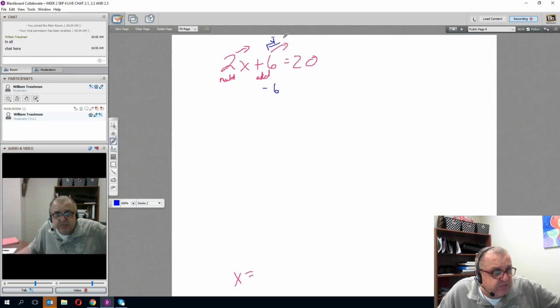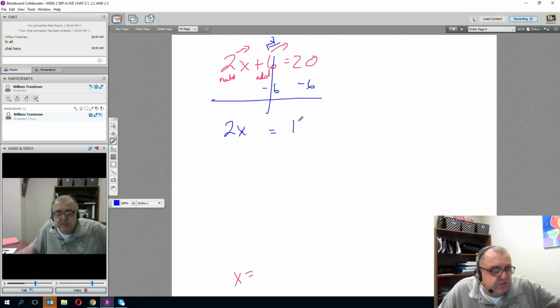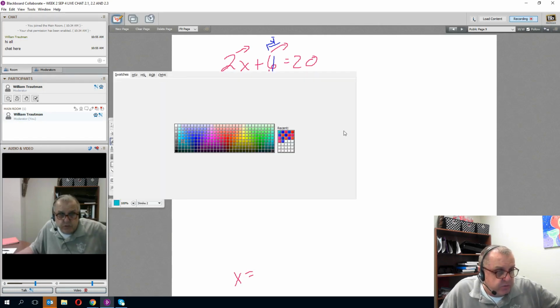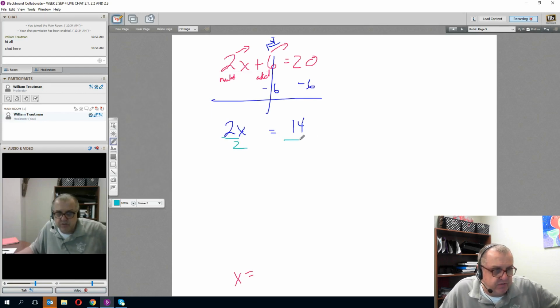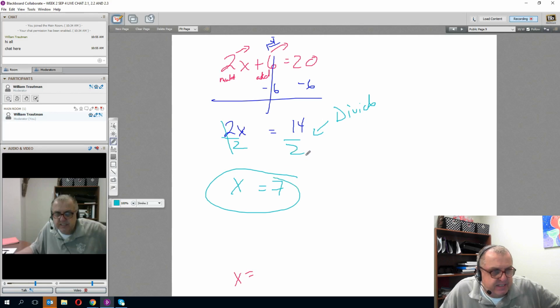So I take this first. Subtract 6, subtract 6. And I'm left with 2x equals 20 minus 6 is 14. Now I'm going to divide both sides by 2. Divide by 2, divide by 2. 2 divided by 2 is 1x, and 14 divided by 2 is 7. So remember the rule. It tells you what to do first.